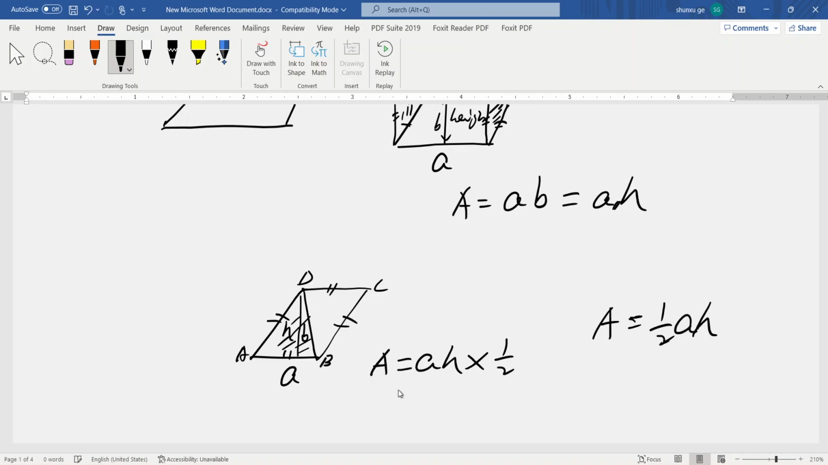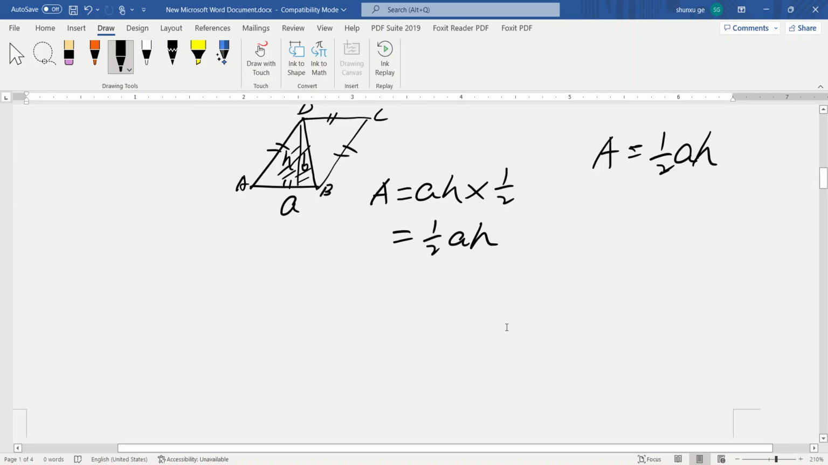It's only half. Also, usually we cannot write the number at the end; we write it at the front. So 1 over 2 A times H. So this formula is very easy. They all come from the rectangle. So how about this one?